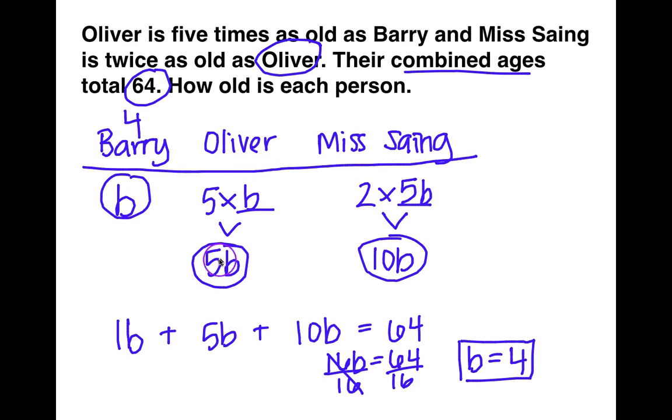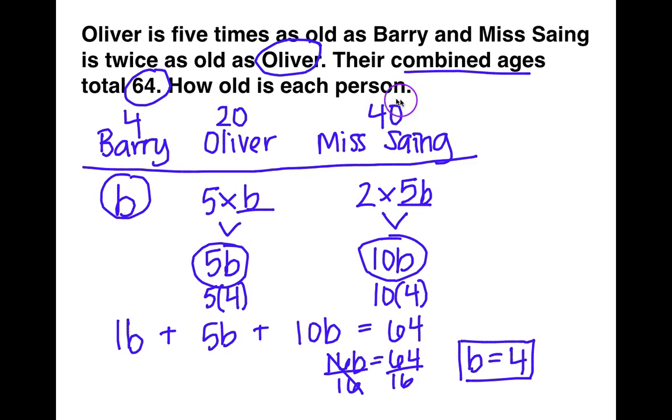Well, Oliver is 5B, so it's going to be 5 times B, which we got as 4. So Oliver is 20. Well, Miss Sang is 10B. So we're going to put 10 instead of B. We're going to replace that with 4. So 10 times 4 is 40.